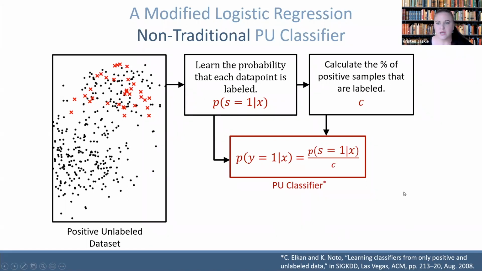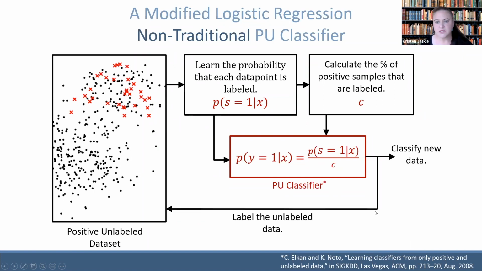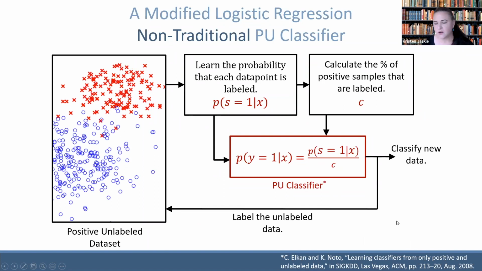Hurry, running a little short on time. From this is what we want, right? This is our classifier. From this, we can classify new data. And I can also go back and classify the data we started with and effectively label all of the data that was unlabeled to begin with. And that's the real power of positive unlabeled data, is we can get this unlabeled data and we can give it labels.